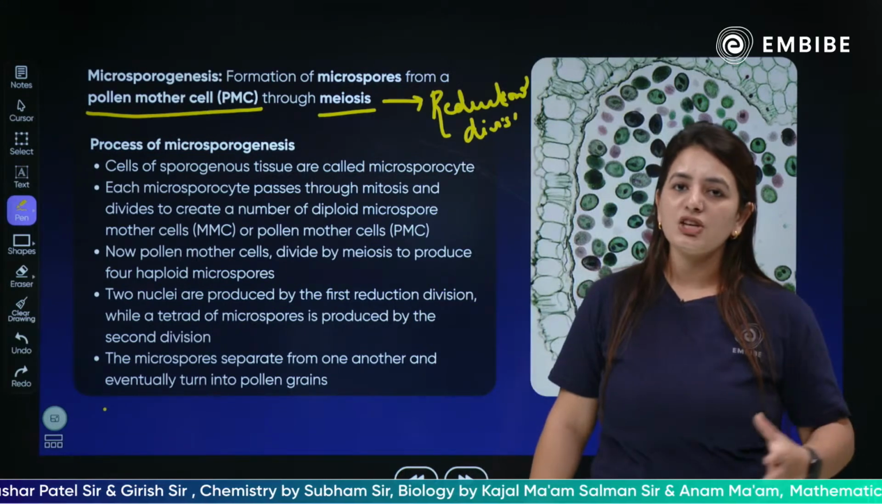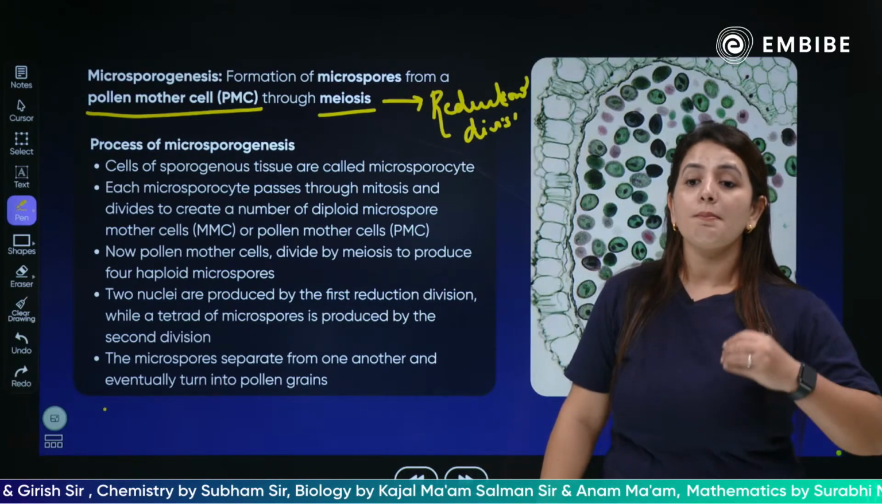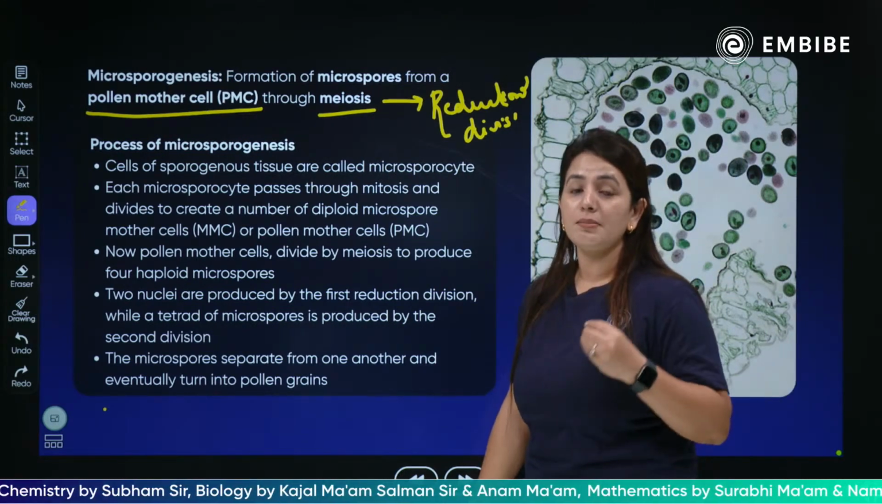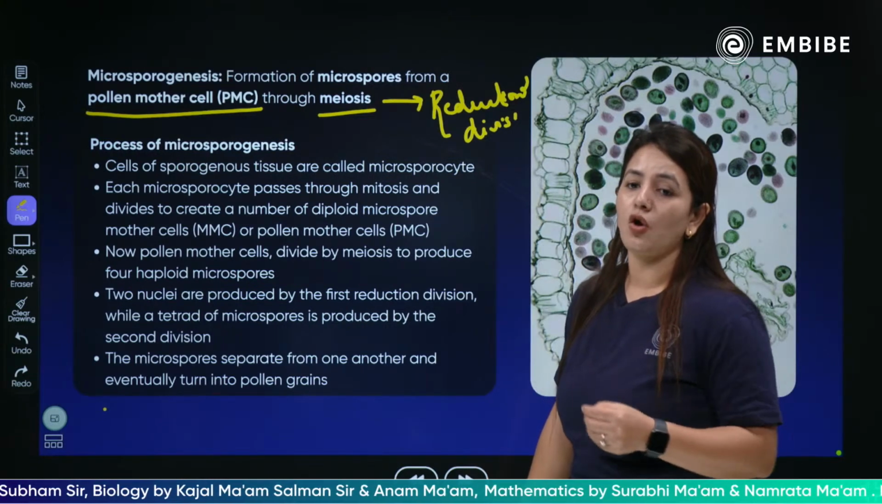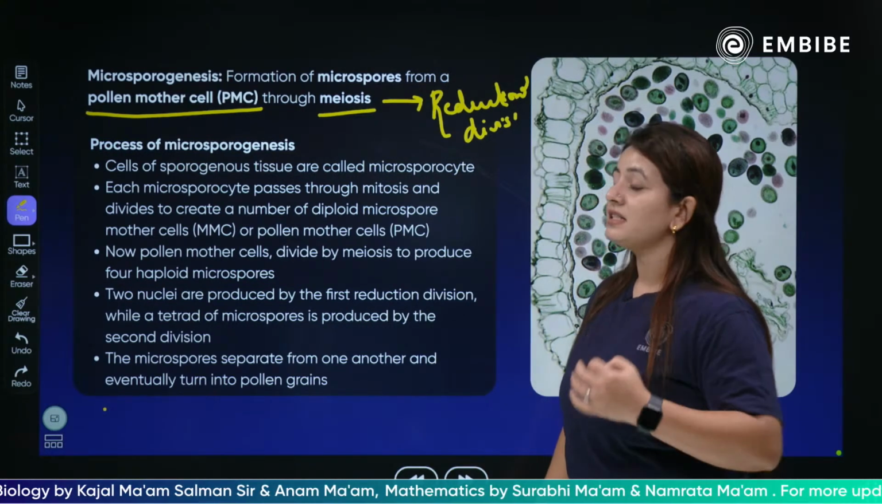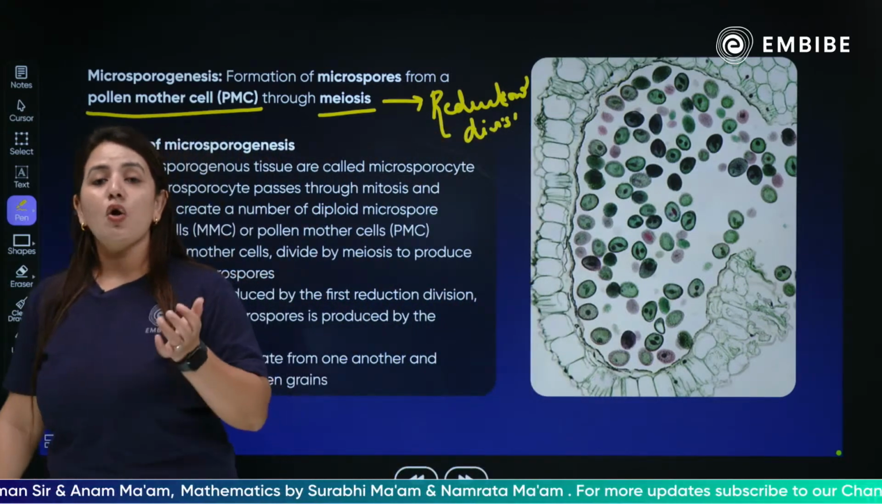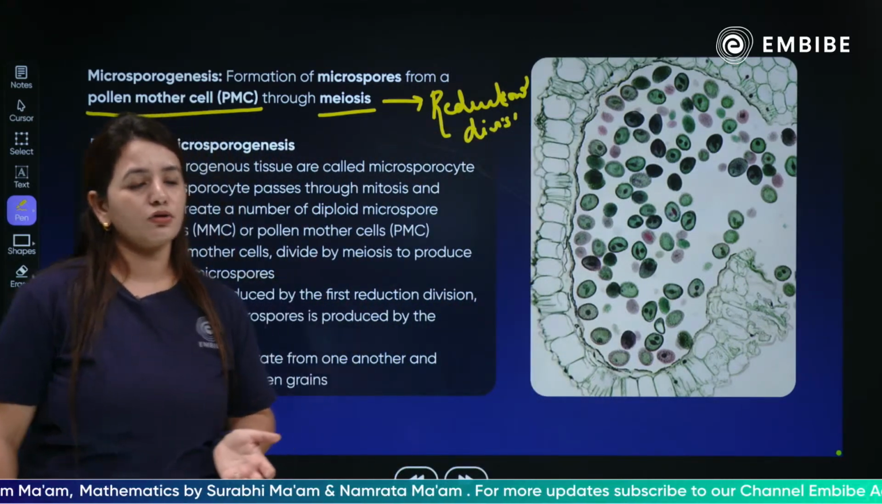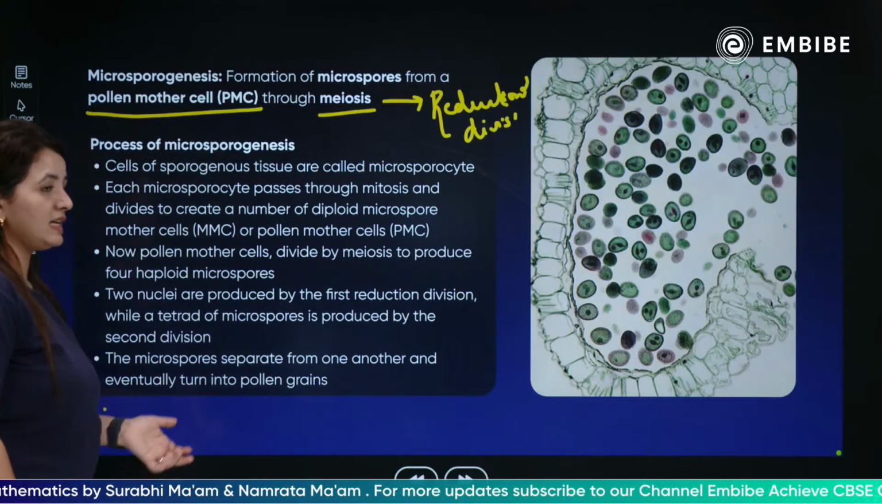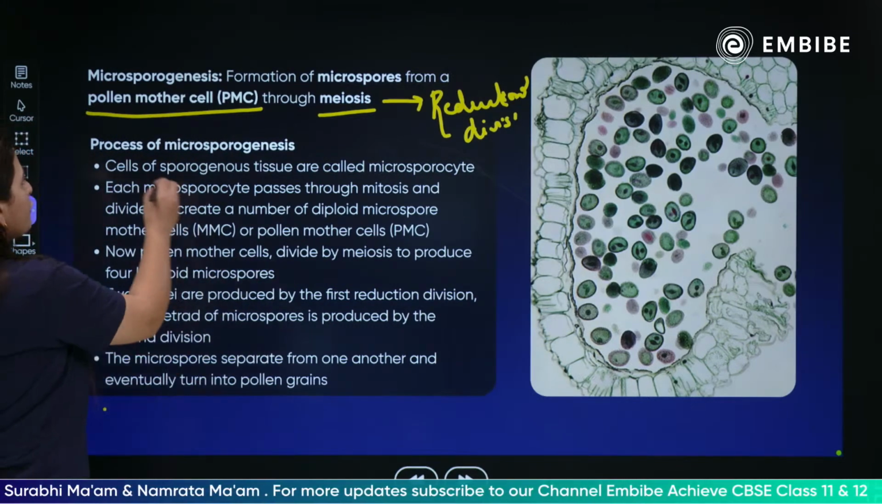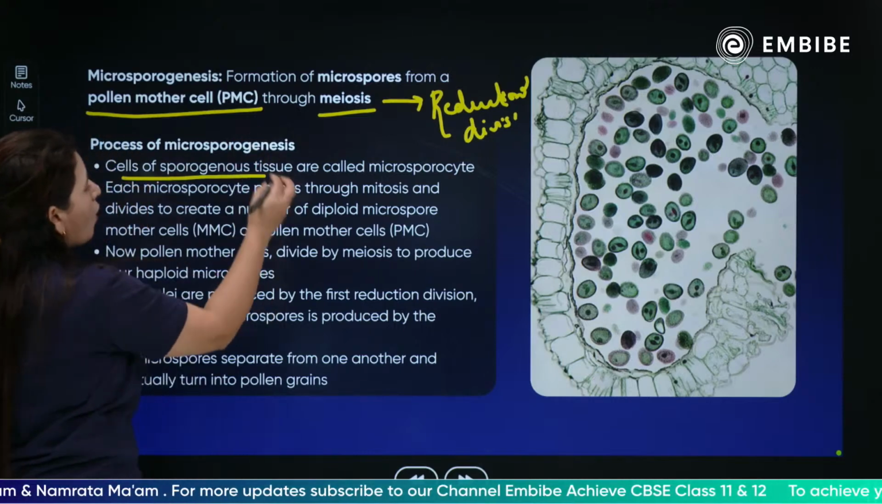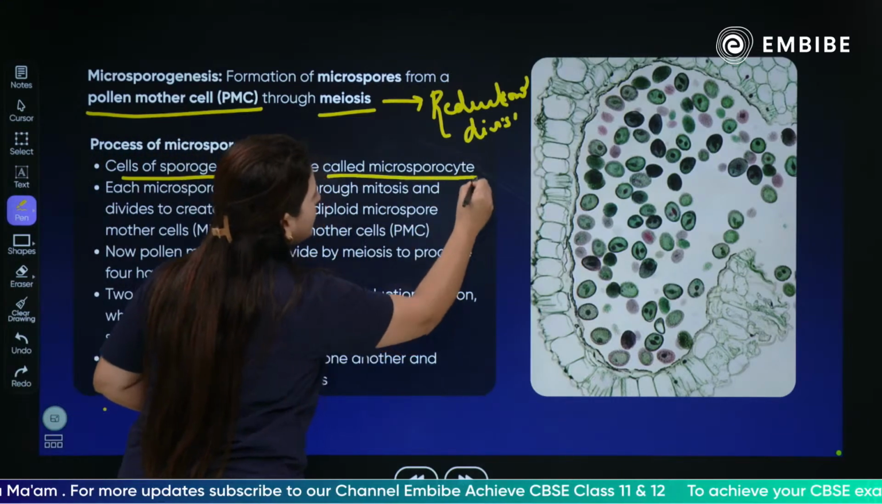Microsporogenesis is the formation of microspores from pollen mother cells through the process of meiosis. What is the process of microsporogenesis? Listen very carefully. Talking about the process of microsporogenesis, the cells of sporogenous tissues are called microsporocytes.